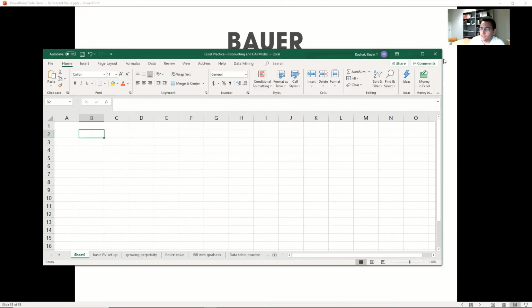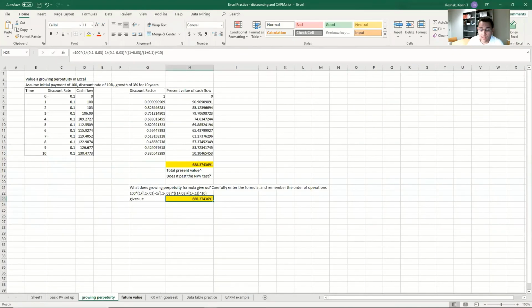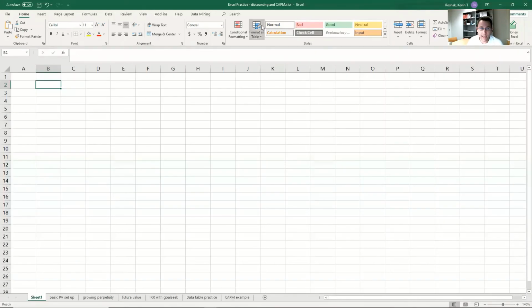Okay, so this spreadsheet is up on the Teams folder. You can see there's all these different tabs there. I'm going to start from scratch, but everything that I do is already documented and up on Teams. It's just in the class materials folder. It's titled Discounting and CAPM Practice, Excel Practice - Discounting and CAPM. First, let's set up a very simple present value calculation in Excel, very modular setup.